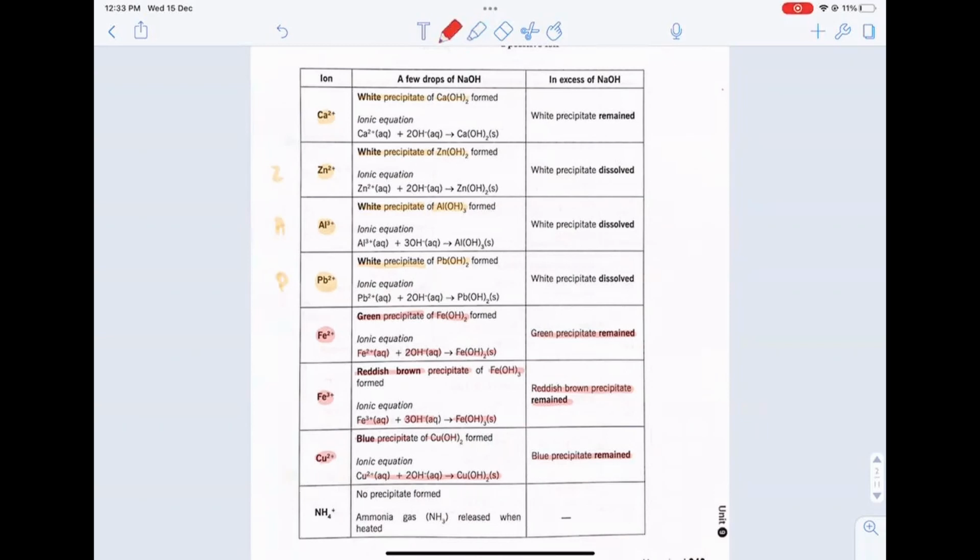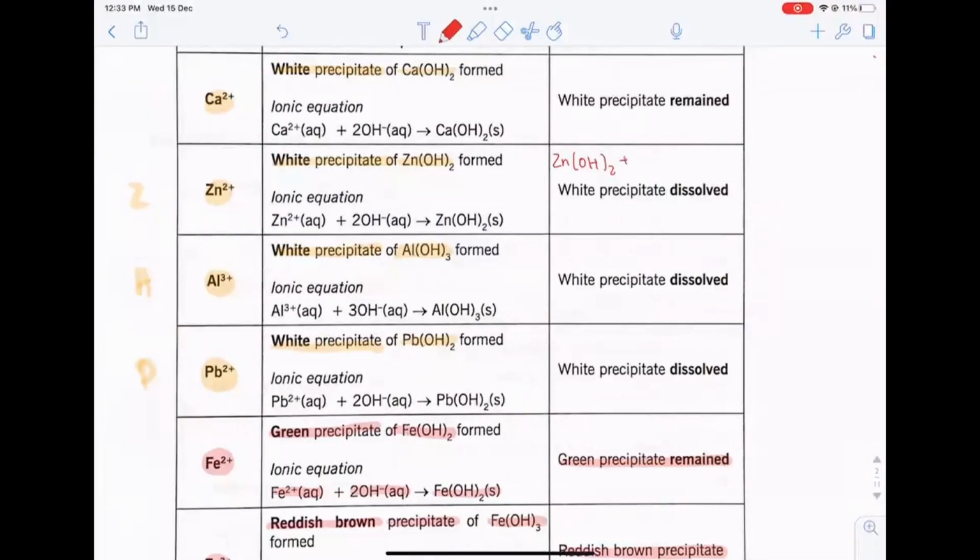Okay, so let us see what will happen when the white precipitate dissolves. For zinc hydroxide, the equation is Zn(OH)2 plus NaOH. And it will give you a complex ion known as sodium zincate, Na2Zn(OH)4.